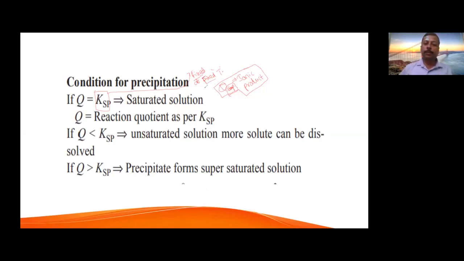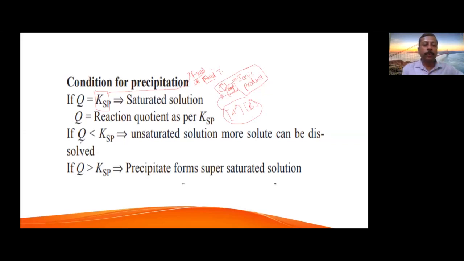So whether it will precipitate or not, without carrying out an experiment, if you want to find out, find the concentration of ion A and the concentration of ion B. Multiply them, then you will get Q. Now compare the Q with the Ksp. Ksp will be given.